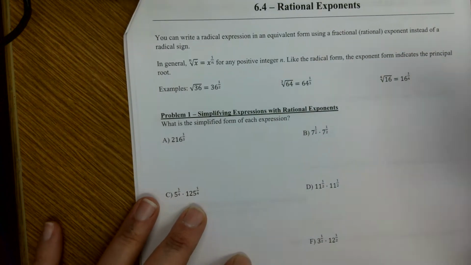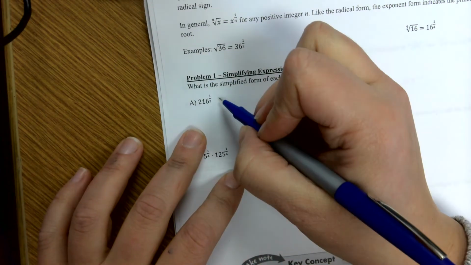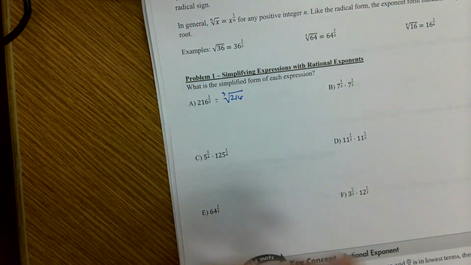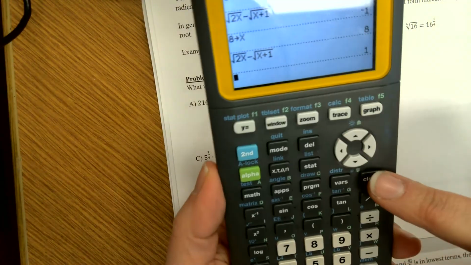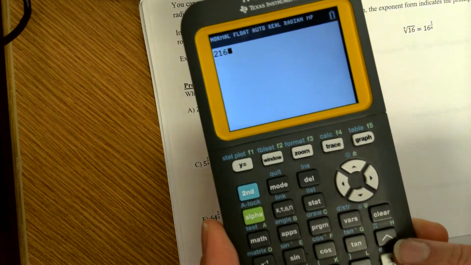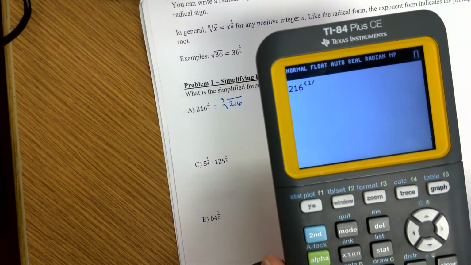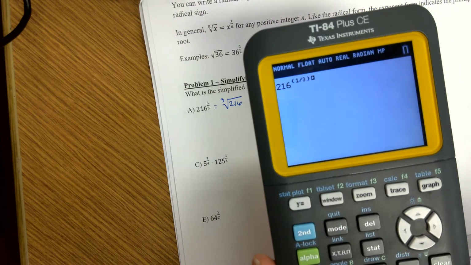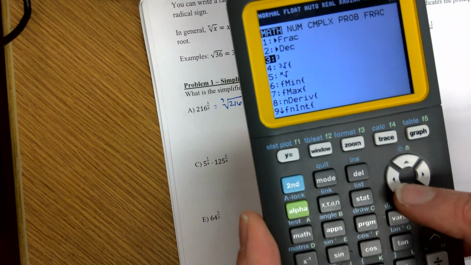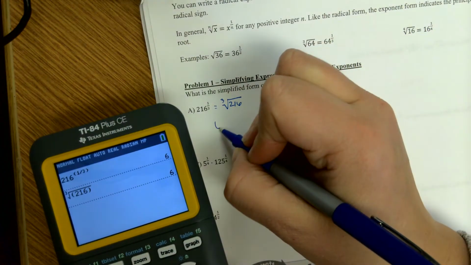Now, when I'm looking at these problems, you can do them one of two ways. You can either rewrite this as the cubic root of 216, and both of these I can put in my calculator. So I can either go 216 and then the raised to button is right there, and then you should put in parentheses 1 divided by 3, parenthesis. Or you could go to math, which I showed before, and do the cubic root of 216. Both ways, you get 6 as your answer.